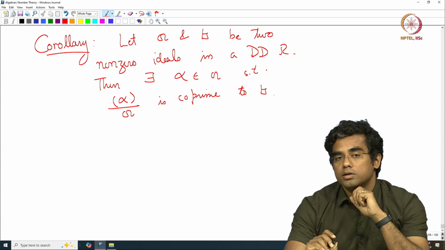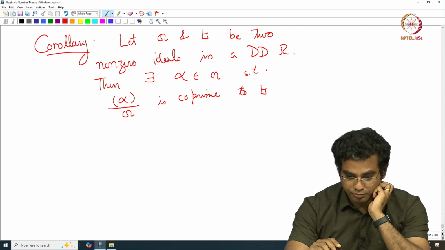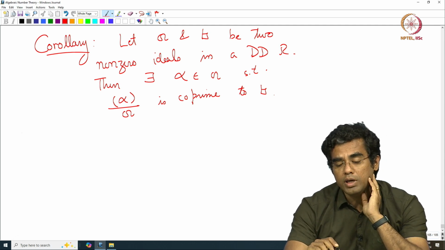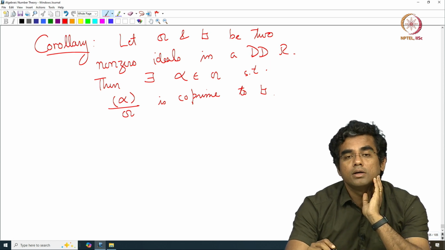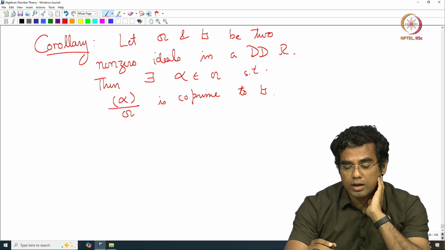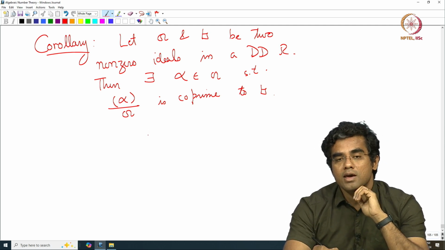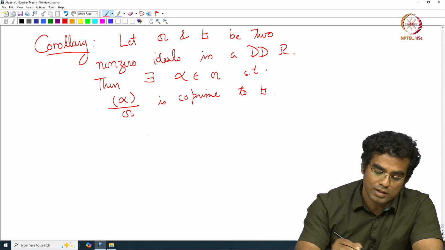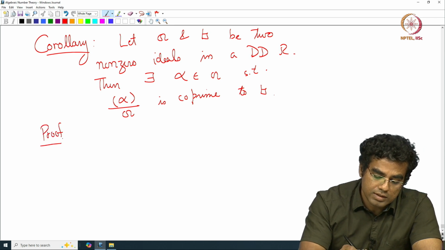Okay, so, notice that in this corollary we are not assuming that A is not B. So, A could be equal to B and still you can find an element in A such that alpha by A is coprime to A, right. So, it is kind of a nice thing, it is a very nice application of this.